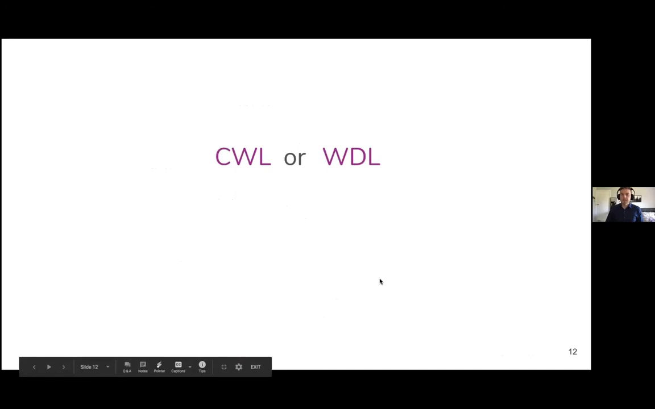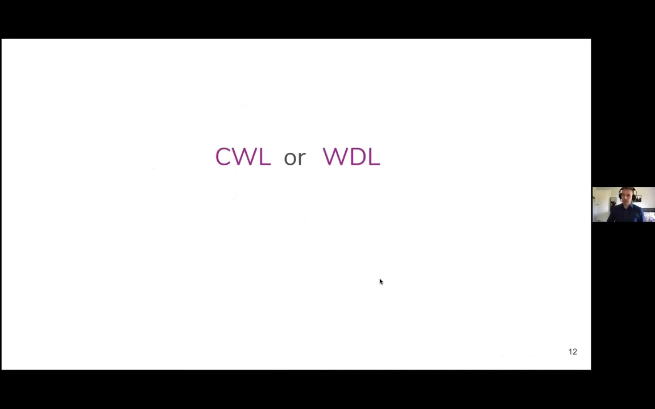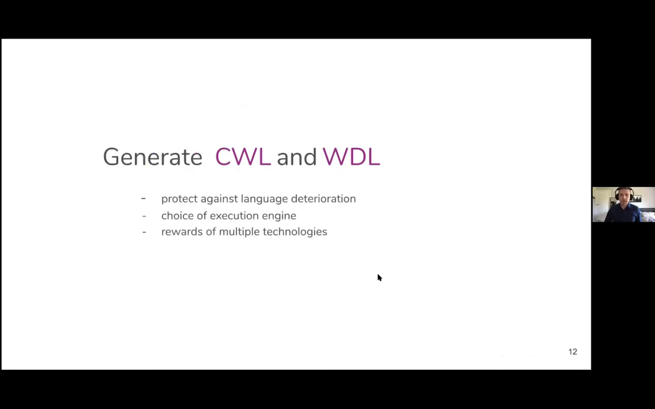So we were considering CWL or WDL. Well, why not CWL and WDL? And we could do this by generating CWL and WDL. This would protect us against language deterioration. So for example, if one of the languages lost support on engines, we get a greater flexibility and choice of execution engines, and we can reap the rewards of these multiple community technologies.